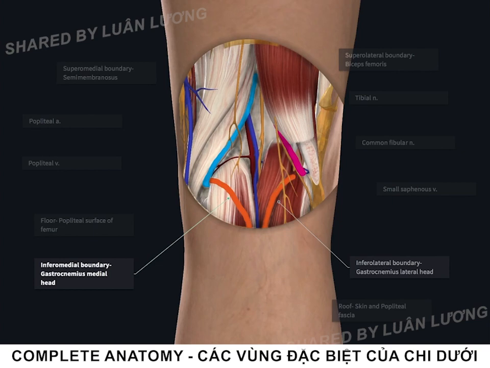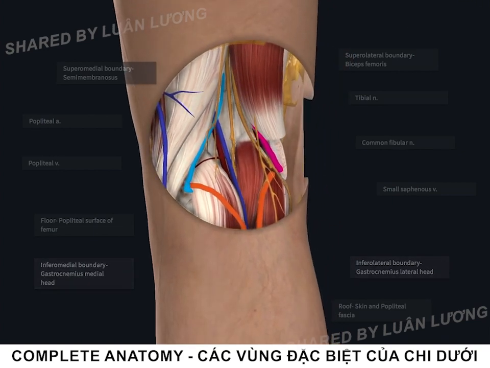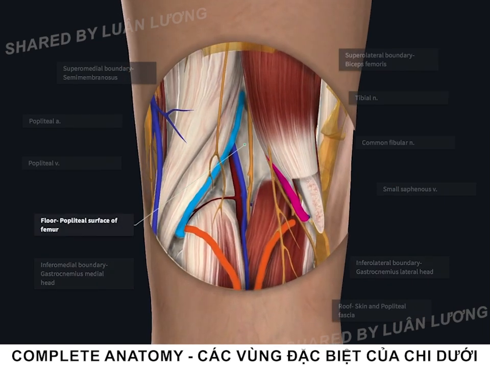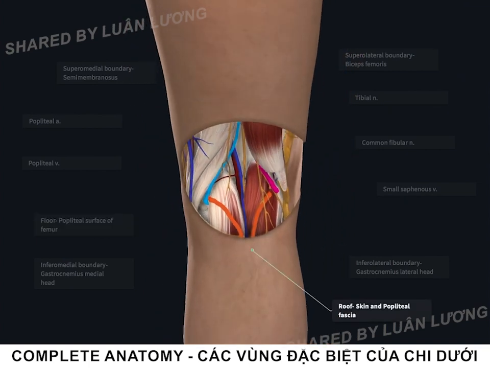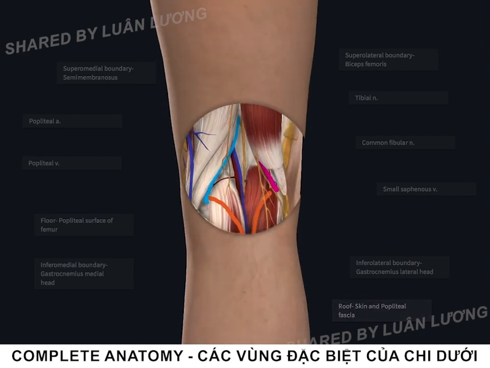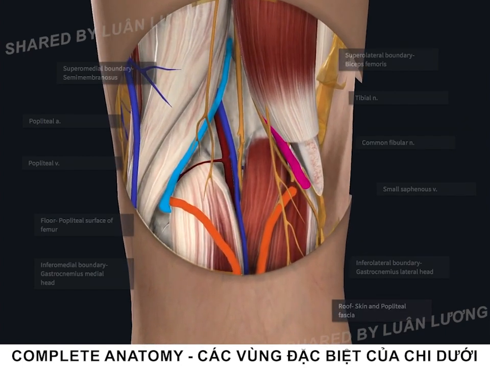Within the popliteal fossa, we're also going to have a deep boundary, or the floor, made up by the surface of the femur along its posterior distal end. The roof would be the overlying skin and popliteal fascia of the region. Within the popliteal fossa, there are three dominant contents that are stacked up along the midline of the knee.